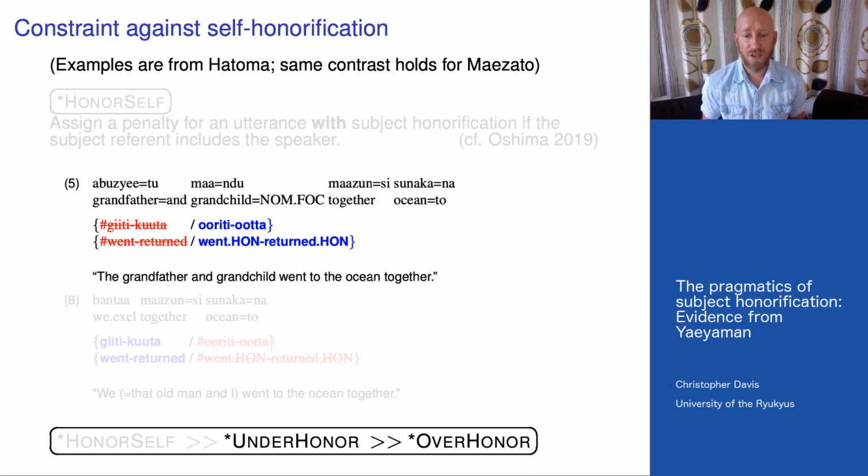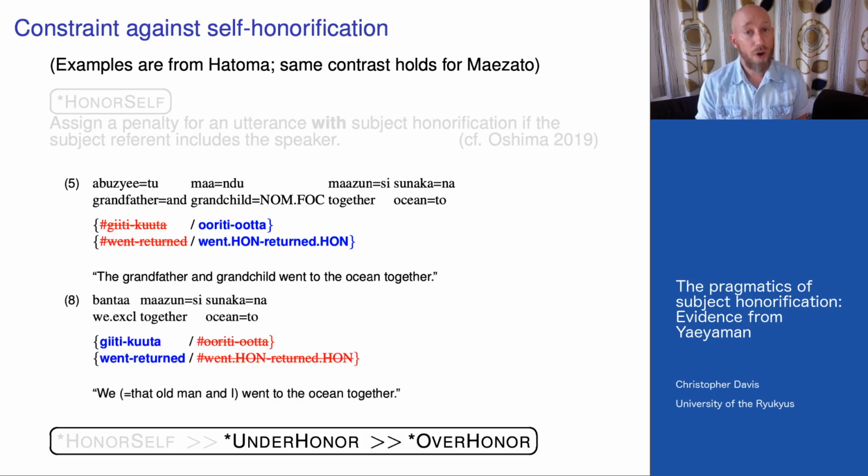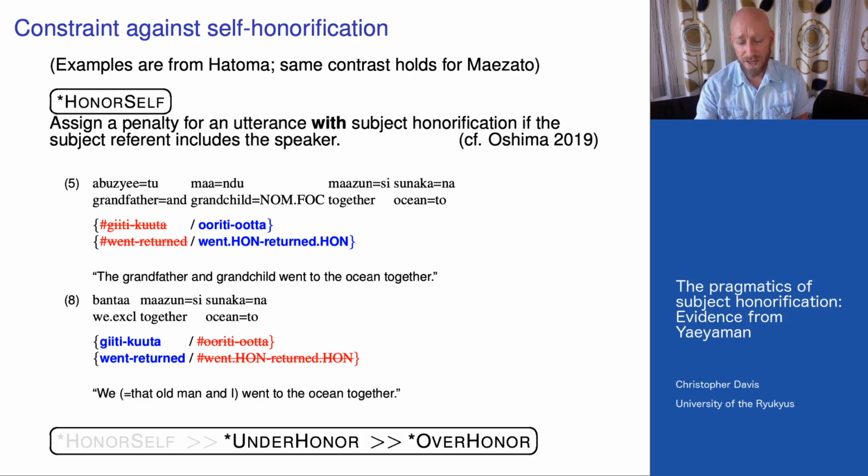modeled by having star under honor outrank star over honor. But that same ranking makes the wrong prediction for example 8 here, which suggests the need for an additional constraint that militates against self-honorification. So here's that constraint.